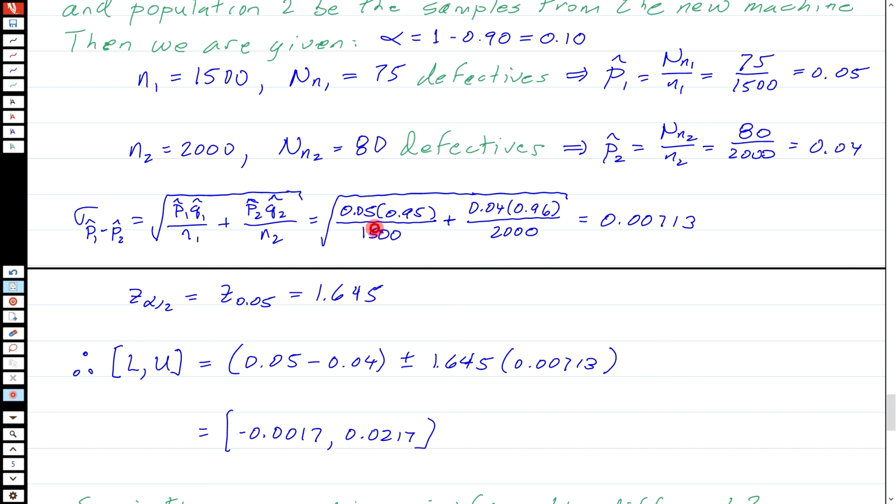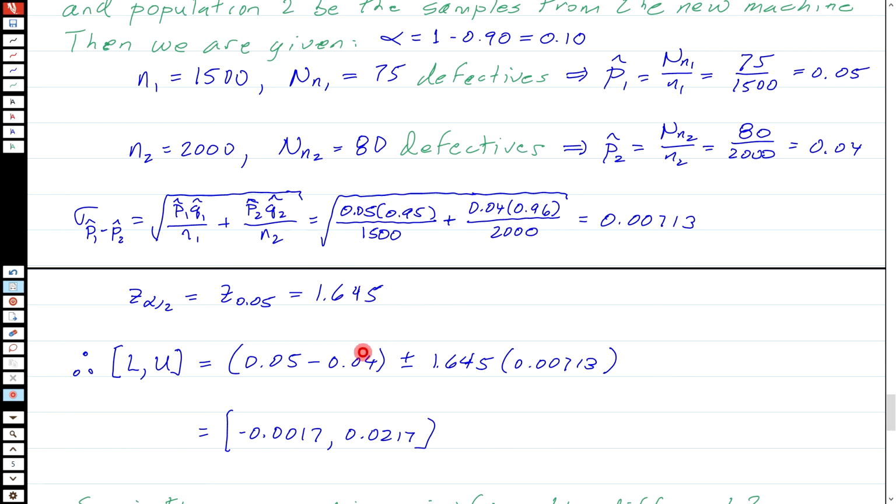And these are approximations of the variances because we're using P hats and Q hats to determine them. And we plug in our values: 0.05 times 0.95 for P hat 1 and Q hat 1 divided by N1, which is 1,500, and similarly for population 2. And we get 0.00713 as our standard deviation for P hat 1 minus P hat 2. We've got a confidence interval of 90%, so alpha is 0.1. So Z alpha by 2 is Z of 0.05, which from the last row of the T distribution is 1.645.